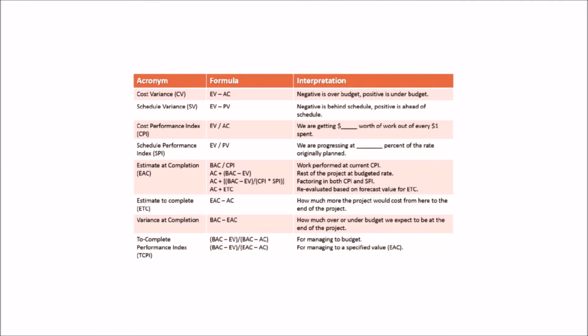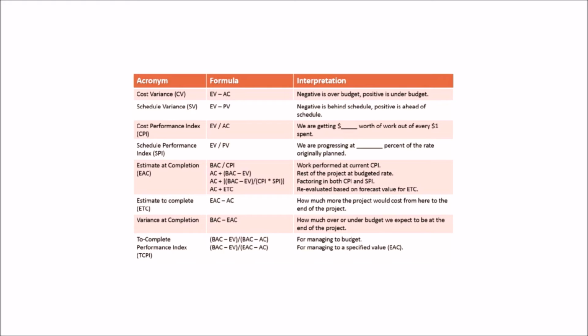Cost variance, CV, is calculated using the formula EV minus AC. Negative value of CV is over budget, positive is under budget. Schedule variance, SV, is calculated using the formula EV minus PV. Negative SV is behind schedule, positive is ahead of schedule.